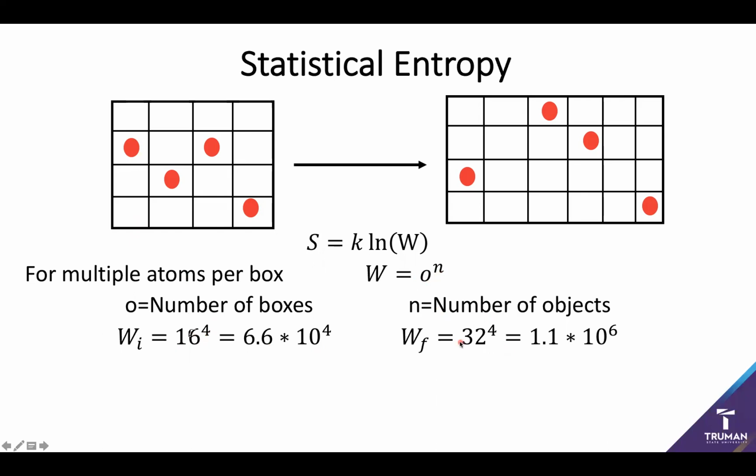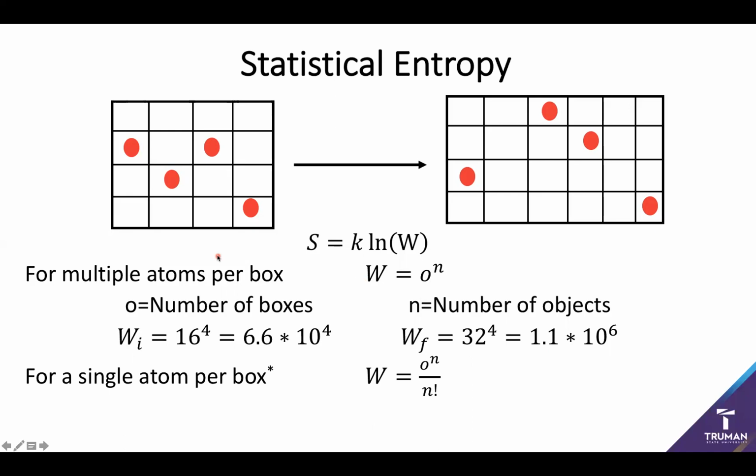But if I increase the size of the system, there's now, sorry, I miscalculated this, 32 possibilities. And then what we see is a drastic increase in the number of locations for the particle. So my entropy is going to go up drastically.